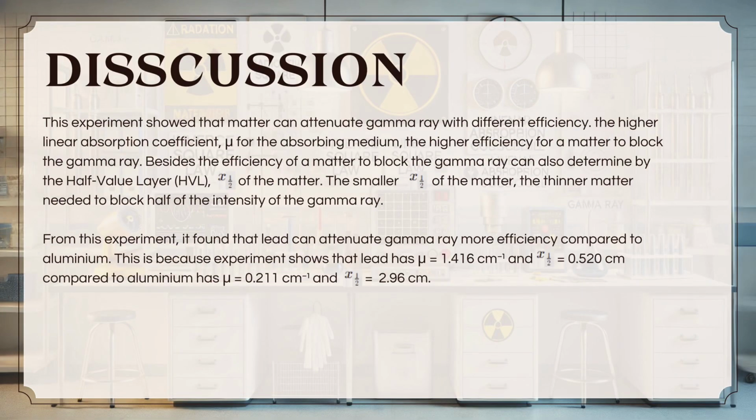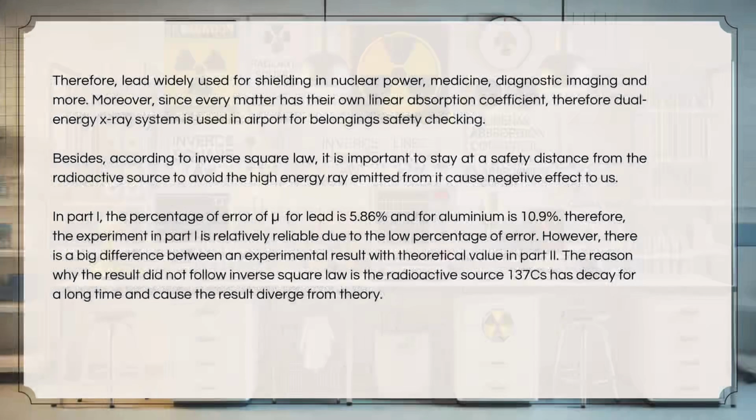Discussions. This experiment shows how different materials can block gamma rays based on their properties. Lead, with a high linear absorption coefficient, is more efficient at attenuating gamma rays compared to aluminium. This is due to its high density and atomic number, which allow it to absorb radiation more efficiently. The experiment also highlights the concept of the half-value layer, HVL, which represents the thickness of material needed to reduce the gamma ray intensity by half. Lead has a smaller HVL, meaning it requires less thickness to block radiation compared to aluminium.